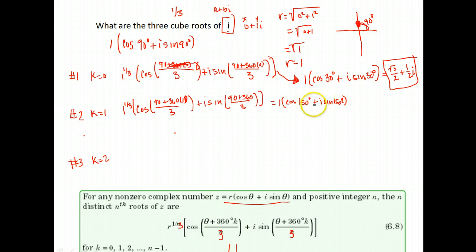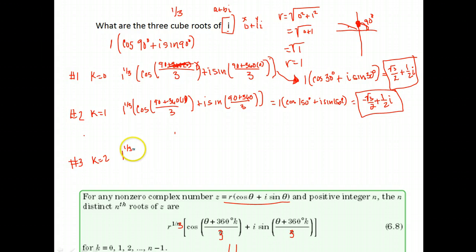Again, this is one we know the exact values for. 150 is in the second quadrant, 30 degrees away from our x-axis. The cosine of 150 is negative root 3 over 2. The sine of 150 is positive 1/2. So the exact value of our second root is negative root 3 over 2 plus 1/2 i. And then we're finding our third and final root.